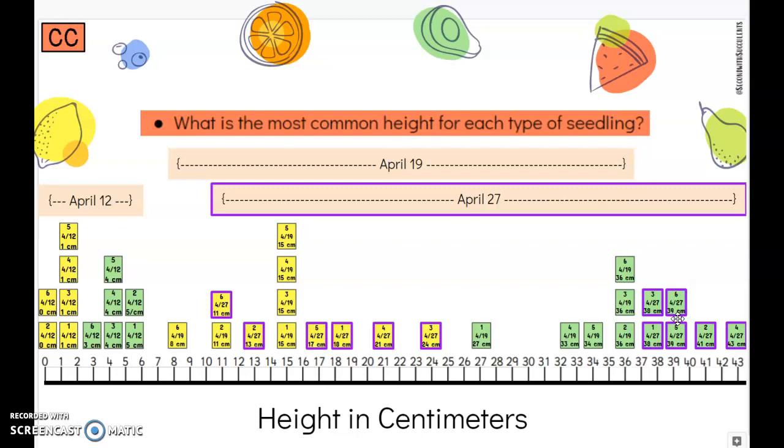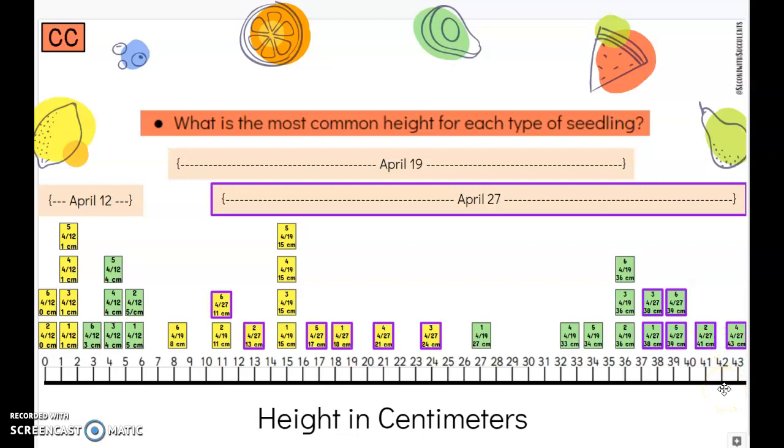That's a tricky one. We are seeing 38 centimeters and 39 centimeters for our pea seedlings twice. That makes them both more common, or the most common. They're more common than the other two heights that only have one height from each group.